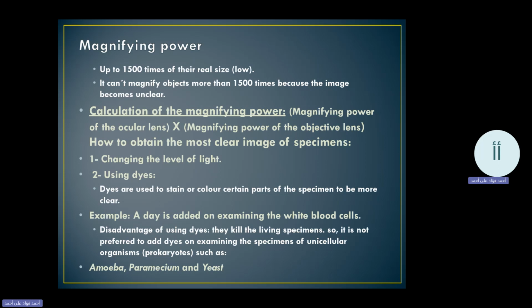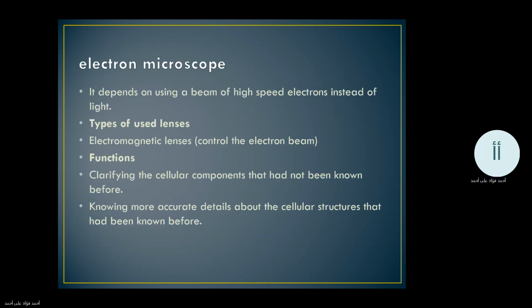طبعا هنا هيبقوا times بعض، هيطلع الناتج كام، 3000. So the object will not be clear أو the image will be blurred. ده بالنسبة لمين؟ لللايت مايكروسكوب.